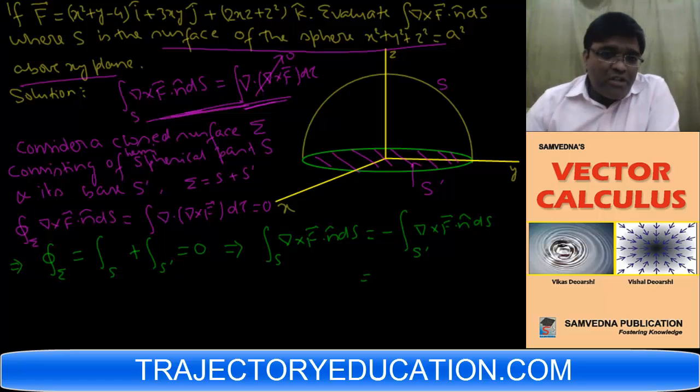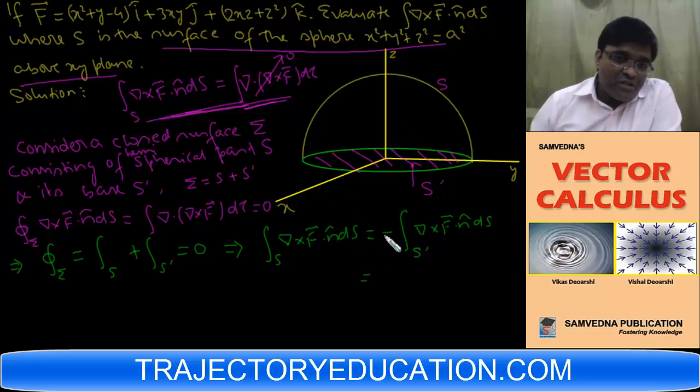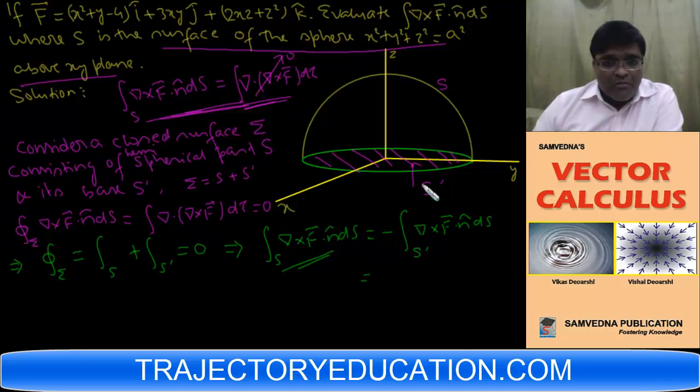Now, what is the advantage of using this method? The advantage is that I have converted a surface integral on a curved surface and written it in terms of a surface integral on a plane surface. It is always easier to evaluate the surface integral on S dash compared to S. We were asked to find this, but I have written it in terms of the surface integral on S dash, which is easy to find. It's always easy to find a surface integral on a plane surface.